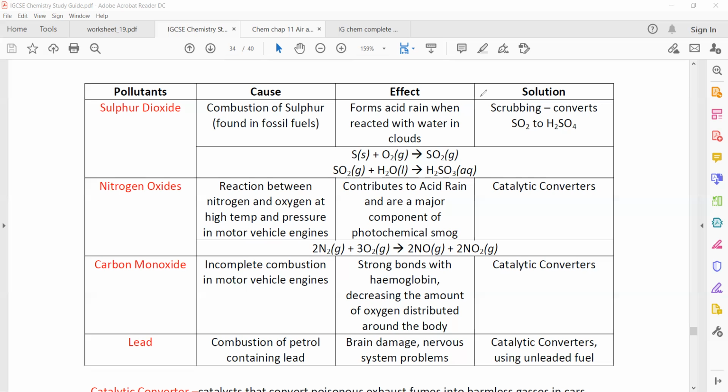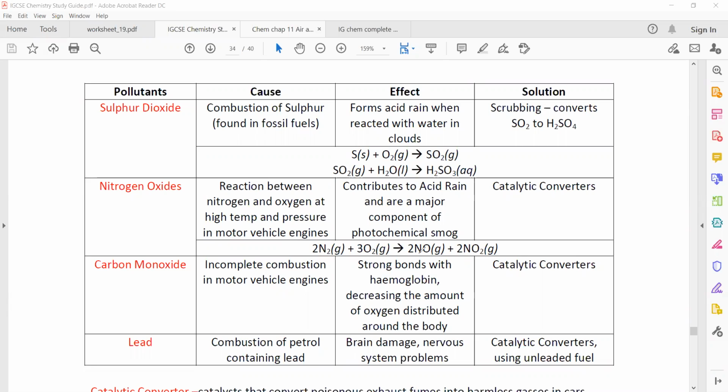Carbon monoxide is produced by incomplete combustion of fossil fuel, for example in a car engine. It can cause suffocation. How does it cause suffocation? Because the carbon monoxide bonds with hemoglobin and decreases the amount of oxygen in the blood, which results in suffocation. And how can we overcome this? We can use a catalytic converter, which converts carbon monoxide into carbon dioxide.